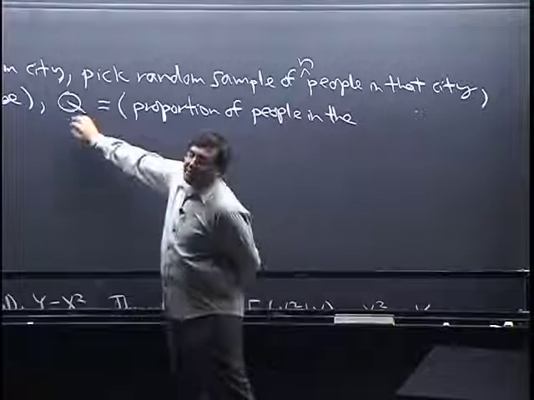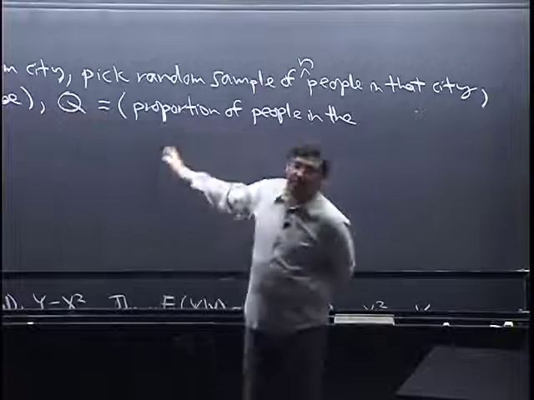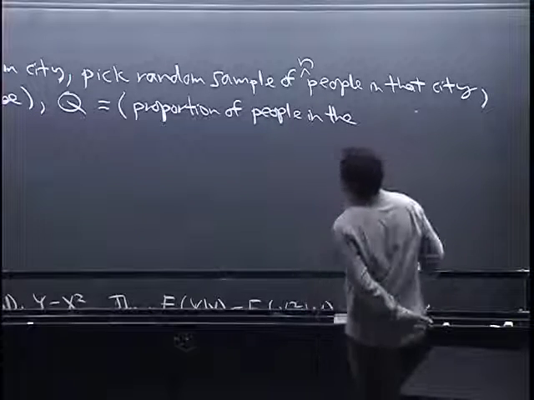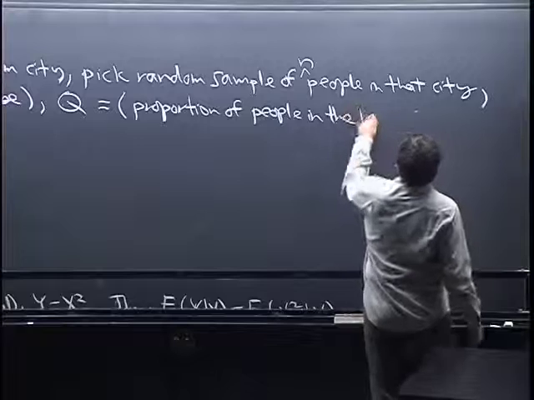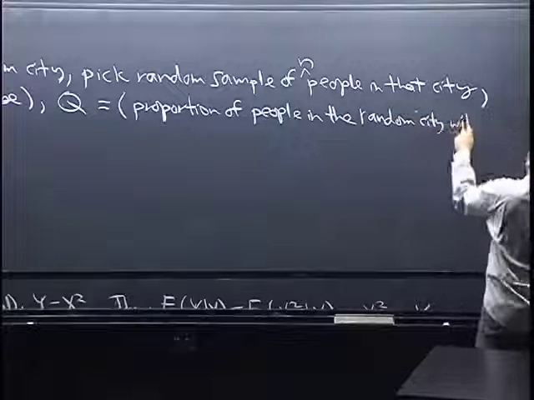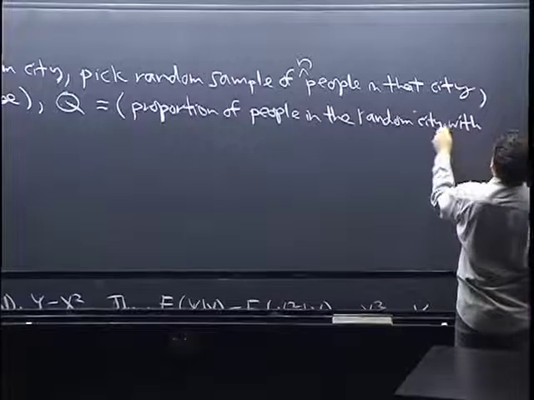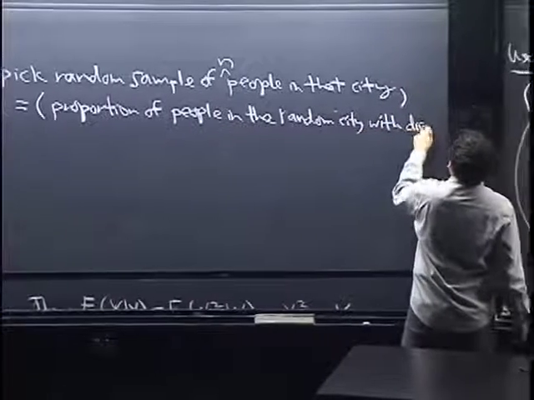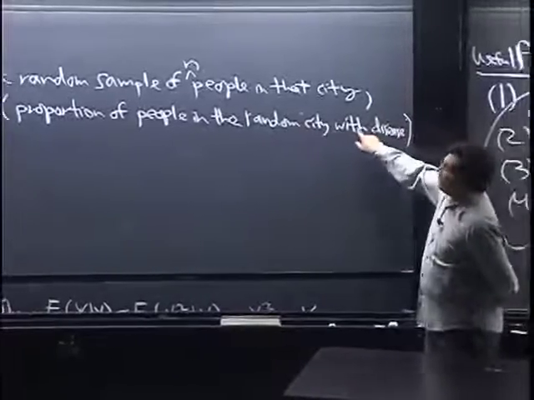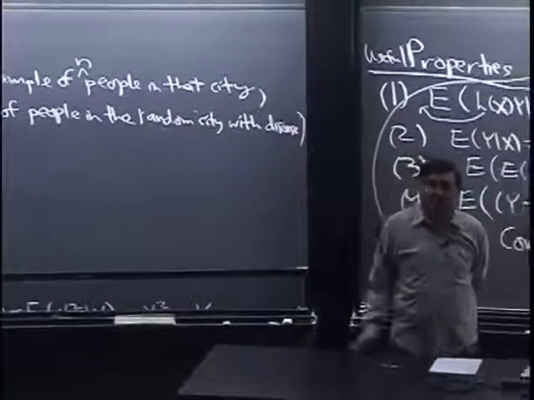So you can think of this as a random probability, because this is going to be a number between 0 and 1, just the proportion of people who have the disease, but the city is random. By city with disease, I mean people with the disease, not that the city is with the disease.